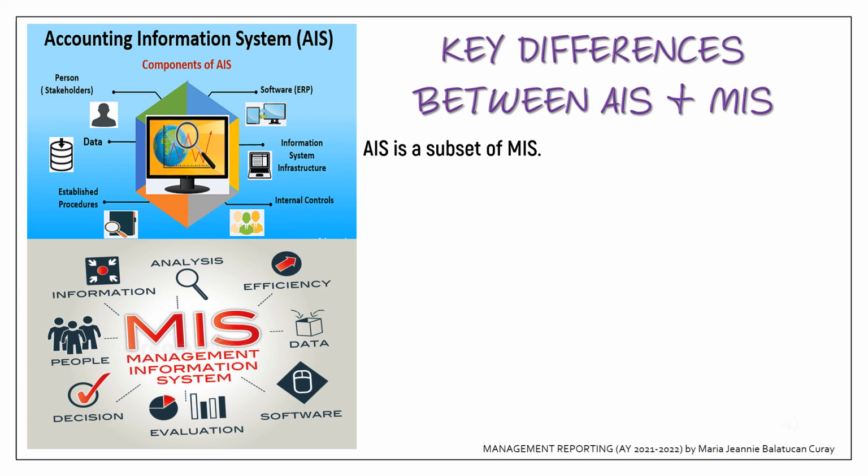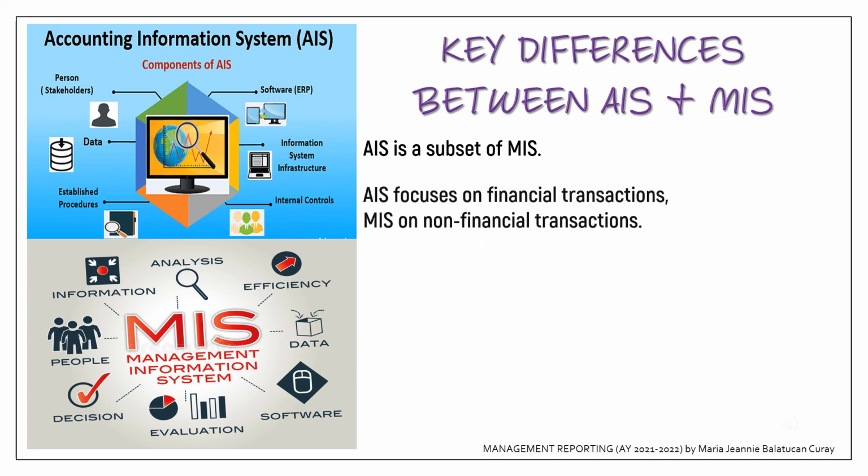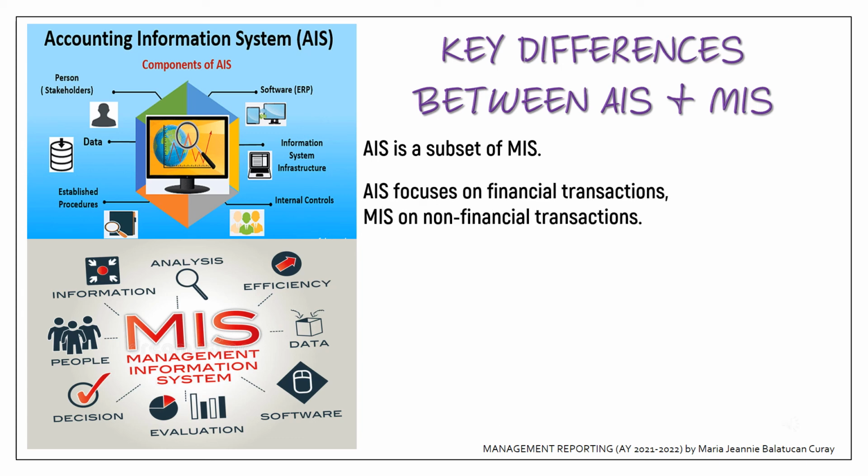Next is AIS focuses on financial transactions, while MIS on non-financial transactions. So let's say the acquisition of a motor car for a director at 8 million pesos contains both financial and non-financial information. So the non-financial information there is the motor car, while the 8 million pesos relates to the financial information.